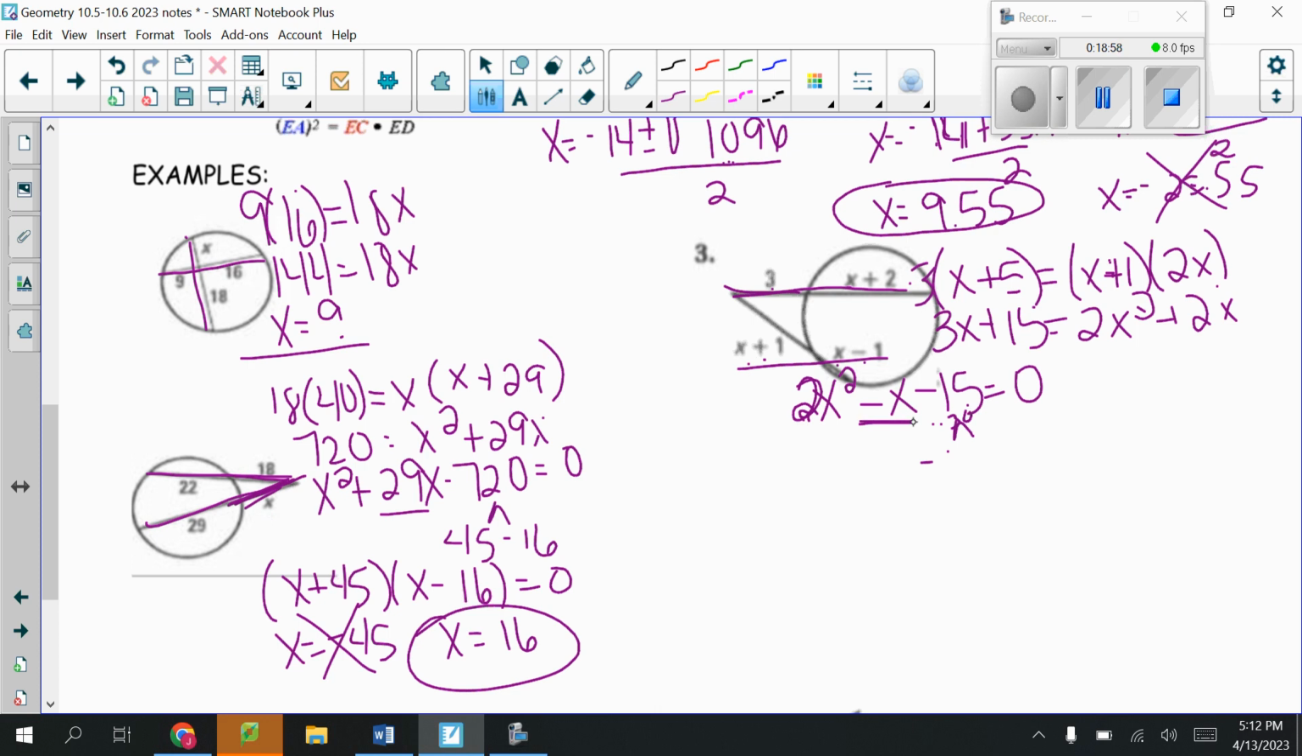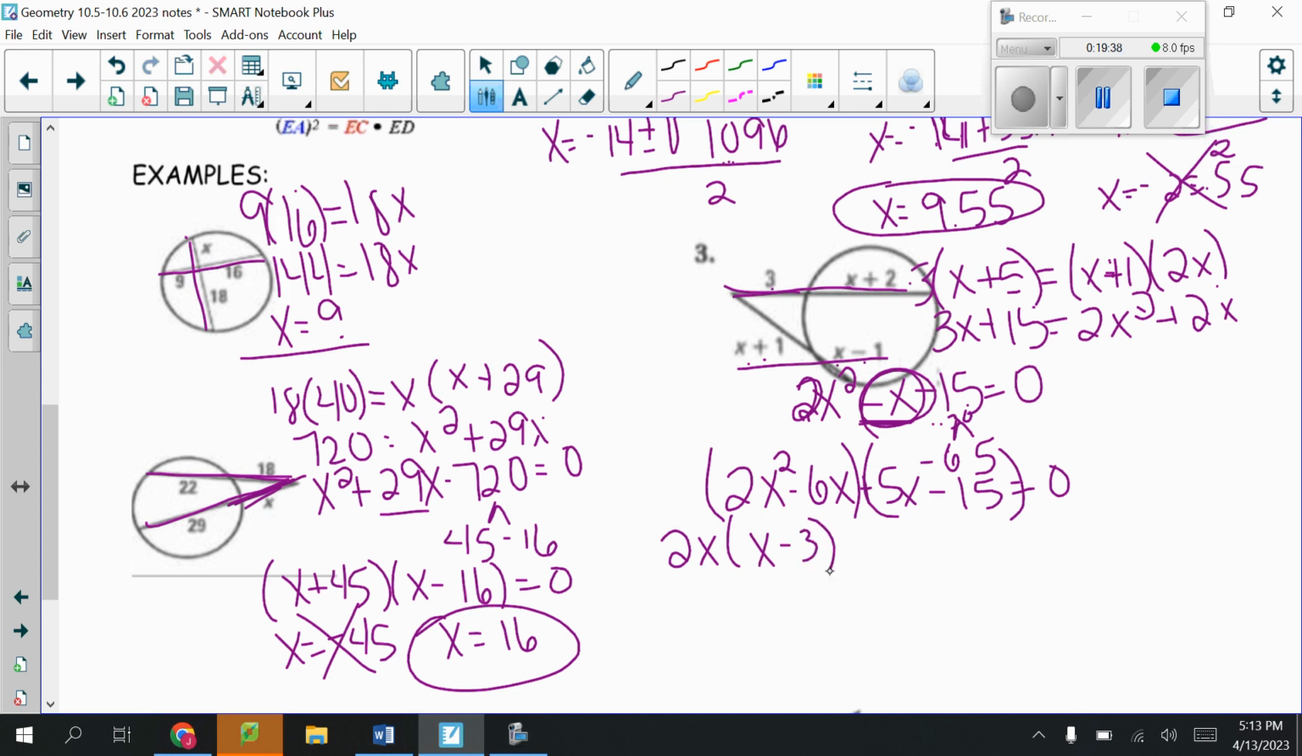So let's see, negative 30, we could do a negative 6 and a positive 5. Negative 6 times 5 gets me negative 30. When I add them, I get a negative 1. So I'm just going to rewrite this negative x as a negative 6x and a positive 5x. So I'm going to rewrite this 2x squared minus 6x plus 5x minus 15 equals 0. Remember, this is factor by grouping, so I'm going to group those 2 together and these 2 together. So the first 2 I grouped together, I'm looking for what do they have in common. They both have a 2x, so I can take out a 2x. When I do that, I'm left with an x minus 3. 5x minus 15, I can take out a positive 5, and I'm left with x minus 3. Whenever we factor by grouping, we should have the same thing in both sets of parentheses. We do, so I know we've done it right.